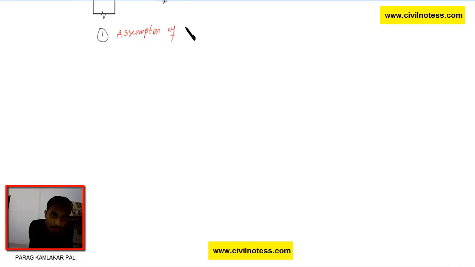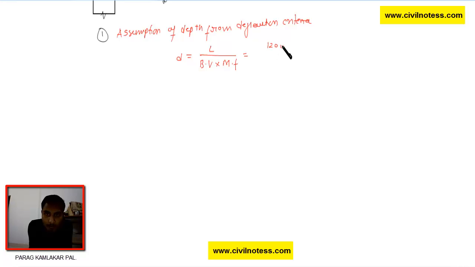of depth from deflection criteria. We have to assume some depth from the deflection criteria. This is our first step, where L upon d equals the basic value multiplied by the modification factor. The basic value for a simply supported beam is different, and the basic value for the cantilever slab is 7. L we have right now is 1200, which I converted to mm, divided by 7, multiplied by the modification factor for the cantilever slab, taken as 1.5. So we get the answer as 114.3 mm. This is the D we got.